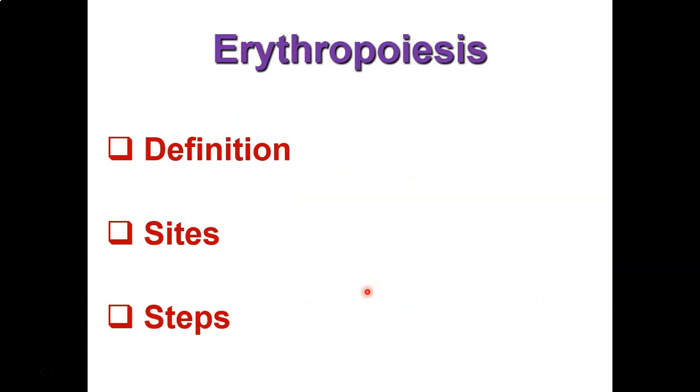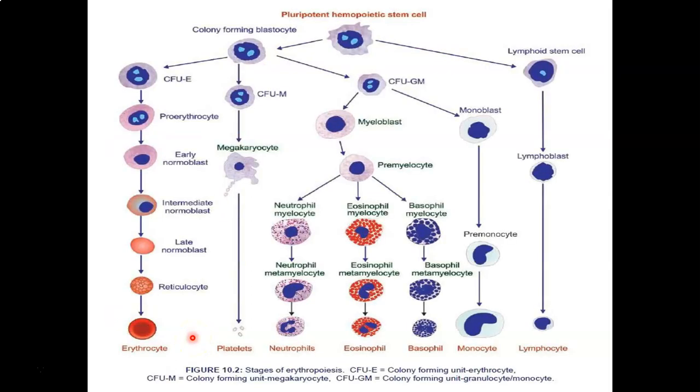Let's start with erythropoiesis. Erythropoiesis means formation of red blood cells. Erythropoiesis occurs in bone marrow, in active bone marrow or red bone marrow, and through the following steps. Yes, these are the steps of erythrocyte formation.